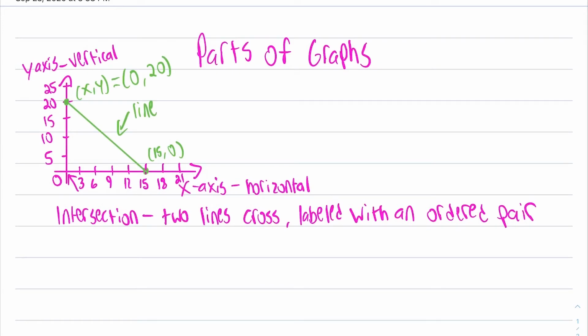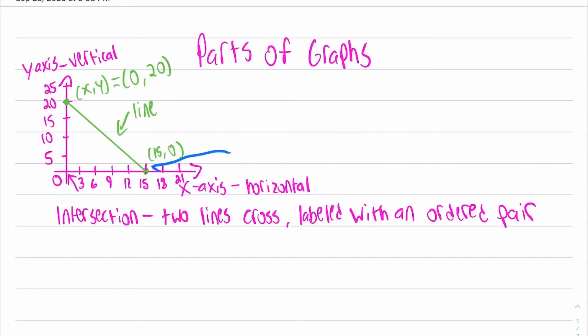A straight connection between 2 points makes a line. If that line is bent, then you would call it a curve. We could make a curve between these 2 points, but we don't need to do that right now. But you do need to know that curves exist, and we'll talk about them later.